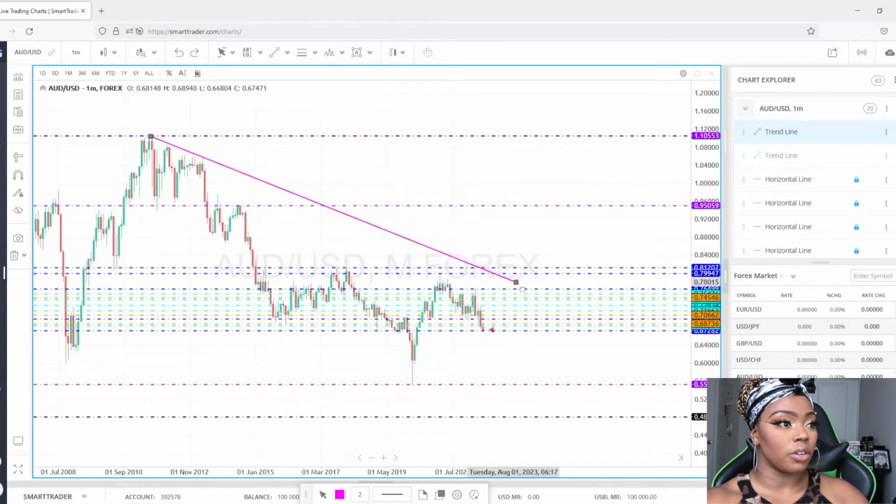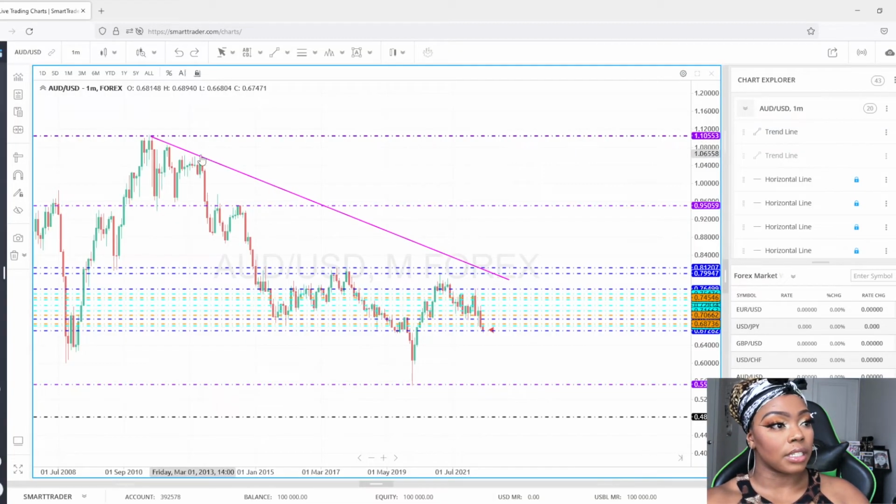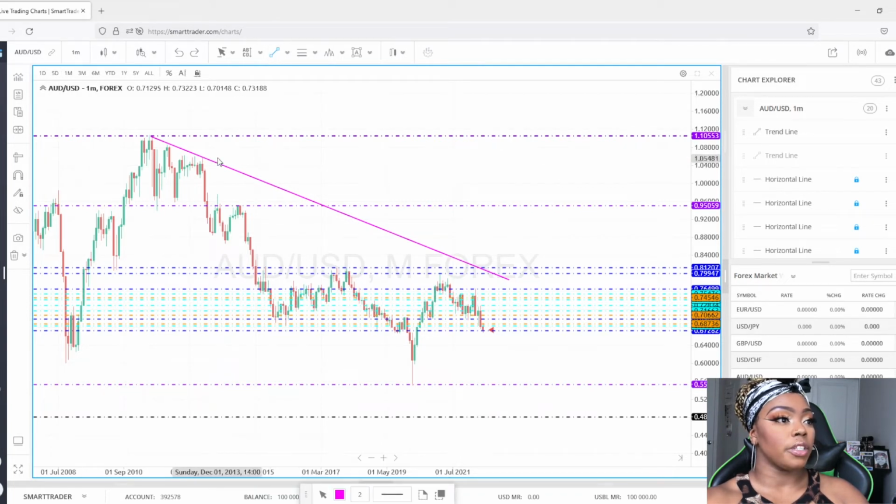So when I go to a lower time frame, I can still move it. All right, so we got this touch right here. You never want to cut through candles. As soon as you get a touch, you make a new trend line. Trend lines tell you the direction and the momentum of the market.